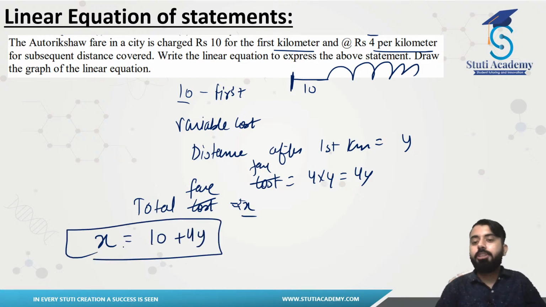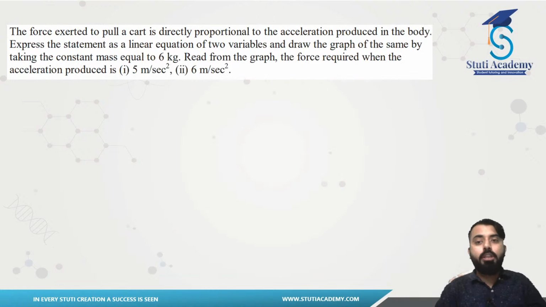This is the linear equation in two variables, right? He is taking 10 rupees for the first kilometer and 4 per kilometer after that. So for the first kilometer, that is 10 fixed, and after every kilometer that you travel, he will be taking 4 per kilometer. So the fare after the first kilometer will be 4y, and the total fare will be 10 plus 4y. Now you can easily draw the graph of this one. You can just assume values and draw the graph. This is quite easy.